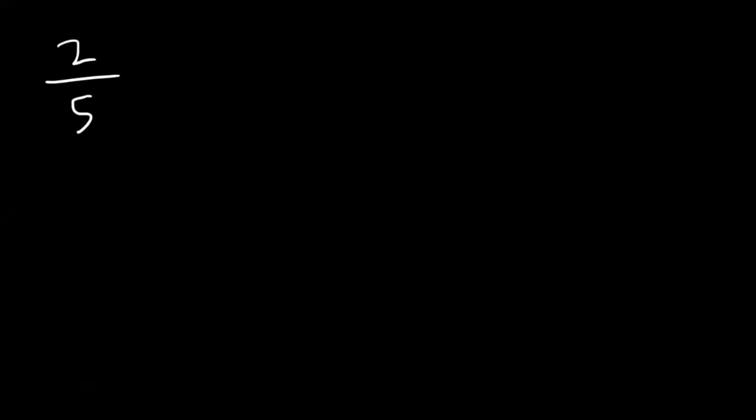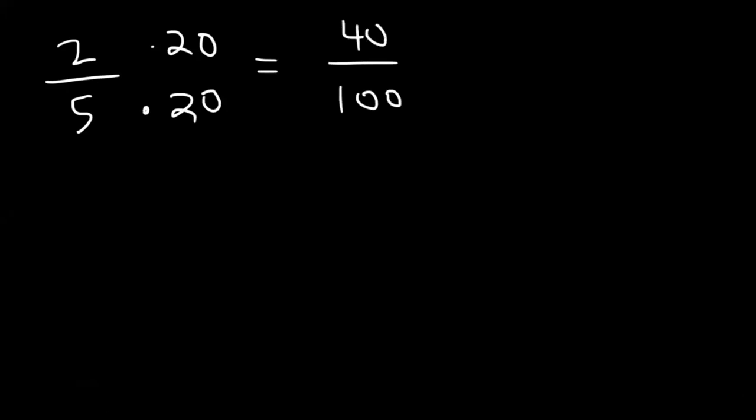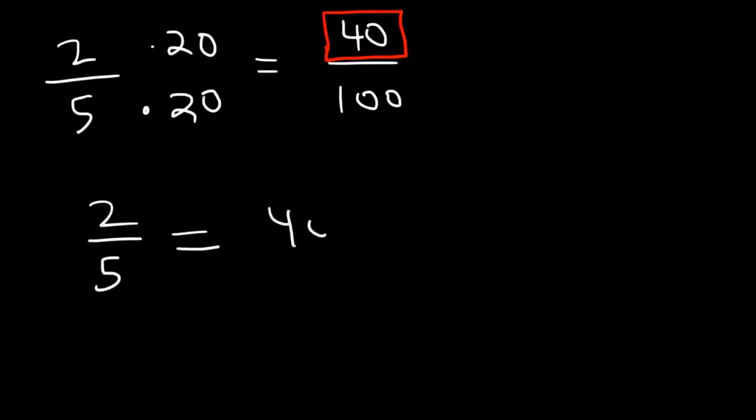Fraction into a percentage. So let's start with the fraction 2 over 5. How can we convert that into a percentage? We're going to talk about two ways, but the first method is to convert the denominator into 100. In order to do that, we need to multiply the top and the bottom by 20. 5 times 20 is 100. 2 times 20 is 40. Now whatever number you get in the numerator of this fraction is going to be the percentage. So 2 out of 5 equates to 40%.